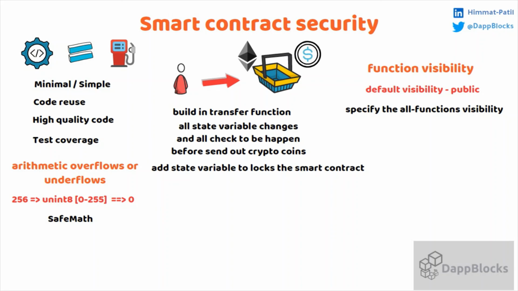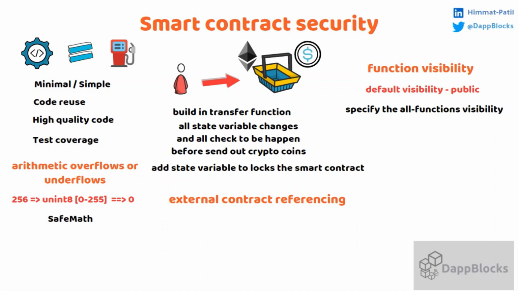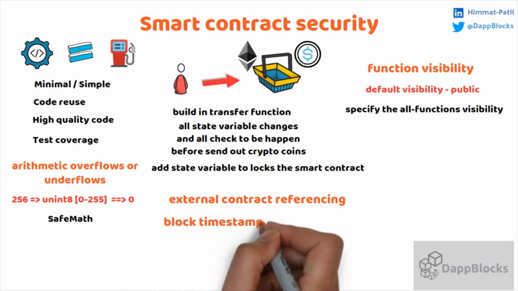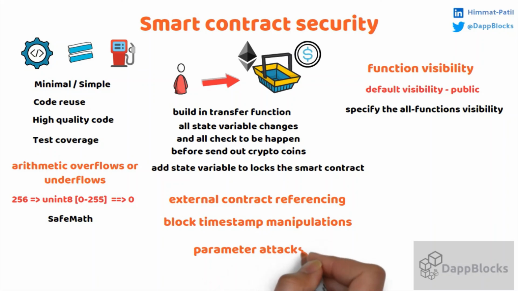There are many types of risks in smart contracts. For example, external contract referencing, block timestamp manipulation, parameter attacks. I will cover each and every point when we actually practice smart contract development. We will write multiple smart contracts in our upcoming smart contract practical videos and I will explain all possible details.